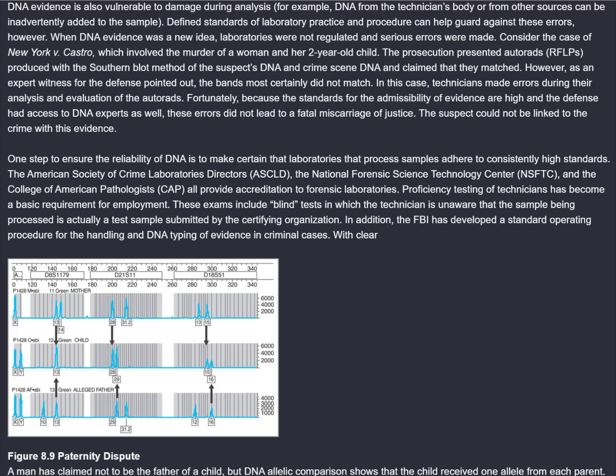Consider the case of New York v. Castro, which involved the murder of a woman and her 2-year-old child. The prosecution presented autorads, RFLPs, produced with the Southern blot method of the suspect's DNA and crime scene DNA and claimed that they matched. However, as an expert witness for the defense pointed out, the bands most certainly did not match. In this case, technicians made errors during their analysis and evaluation of the autorads. Fortunately, because the standards for the admissibility of evidence are high and the defense had access to DNA experts as well, these errors did not lead to a fatal miscarriage of justice. The suspect could not be linked to the crime with this evidence.